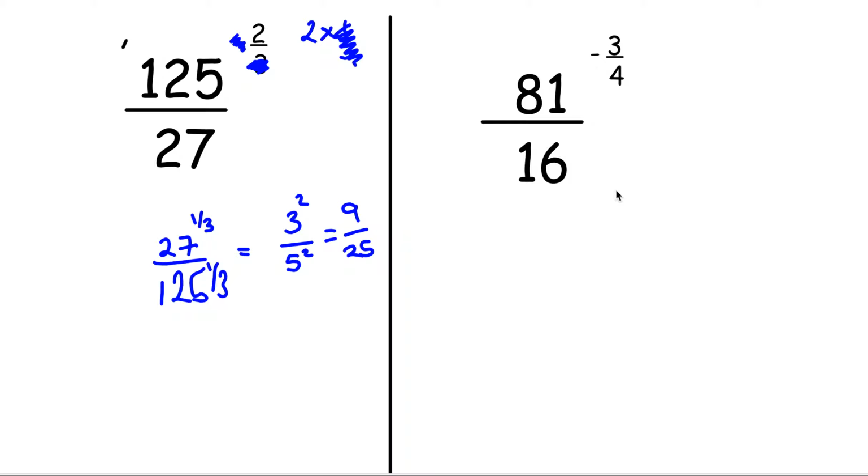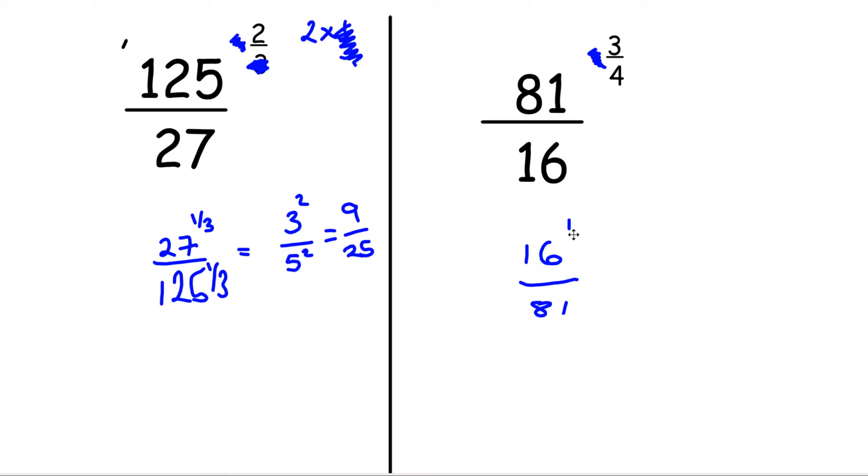Okay, now let's move on to the next question. Now what you can do is pause the video or just continue and get some consolidation. Remember, we want to get rid of that negative. Let's swap the fractions round. So we get 16 over 81.